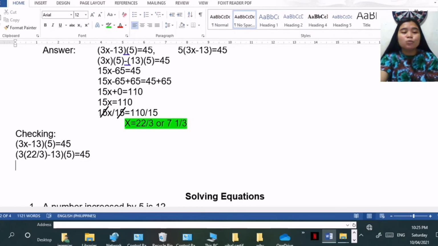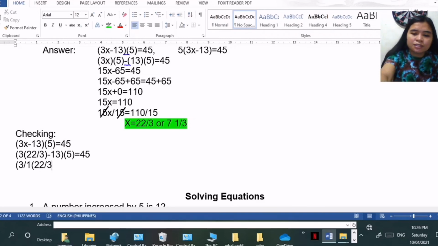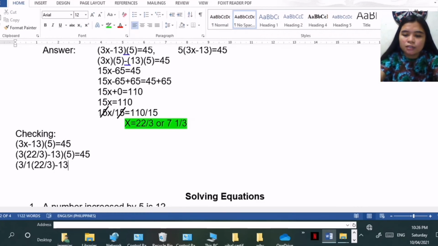Ayan. So, akala nyo mahirap kasi fraction. Pero hindi po yan mahirap. Okay po. Then, copy again parenthesis. And then, 3 times 22/3. So, kapag ganyan, dahil ang 3 is a whole number, alam natin na ang whole number, ang denominator niya ay laging 1. Okay po? And then, ita-times natin siya sa 22/3. Akala nyo mahirap yan. Hindi po yan mahirap. And then copy minus and then copy 13 and then close parenthesis and then open again and then copy 5 and then equal to 45.